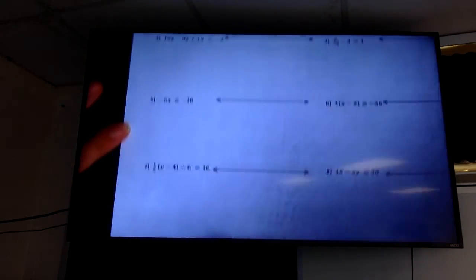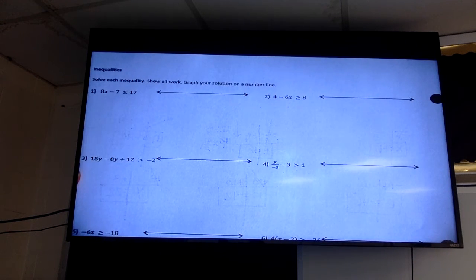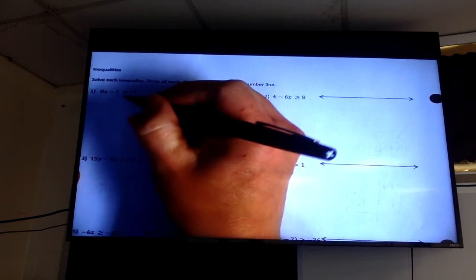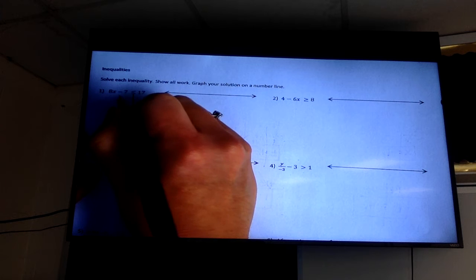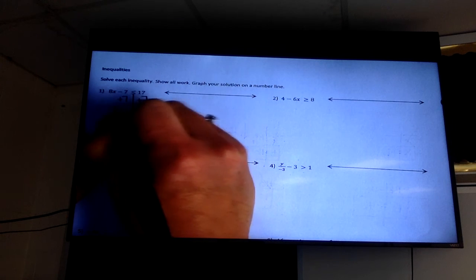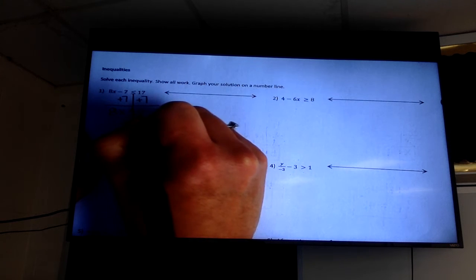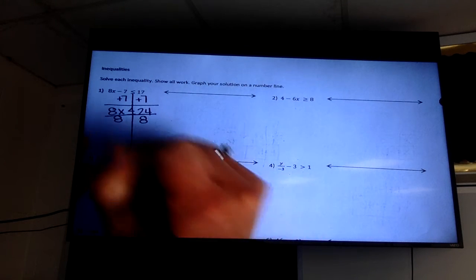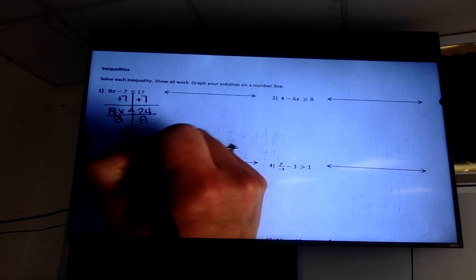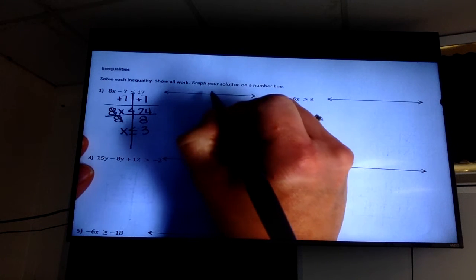So on the other side, we have some inequalities. So we have 8x minus 7 is less than or equal to 17. So just like with an equation, I drop the line, this time from the inequality sign. I'm going to add 7 to both sides. That gives me 8x is less than or equal to 24. The 8 and the x are right next to each other, which means multiplication. So I want to do the opposite, which is division. So that leaves me x is less than or equal to 3. I did not need to flip my sign because I divided by a positive.